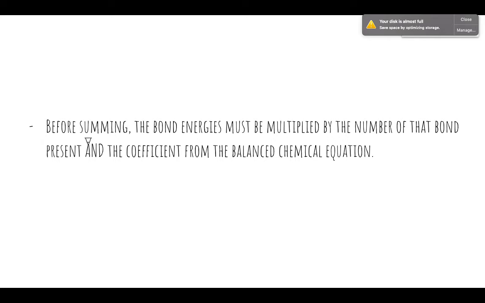Okay, before summing, the bond energies must be multiplied by the number of that bond present and the coefficient from the balanced chemical equation, right? And remember, in that second formula that I wrote out, there's a small n, which is the number of moles, that can account for the coefficient, right? We already talked about that. But when you're multiplying, you also have to take into account the number of that bond there is in that molecule. Let me give you an example. So if we're taking a look at, let's say, CH4.